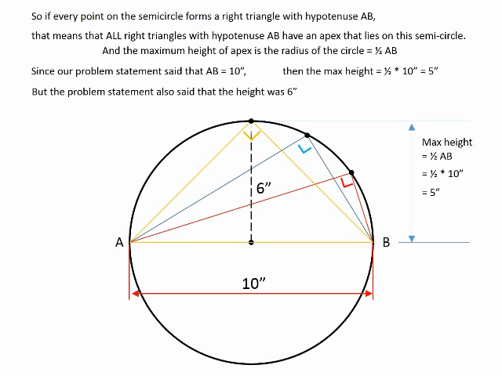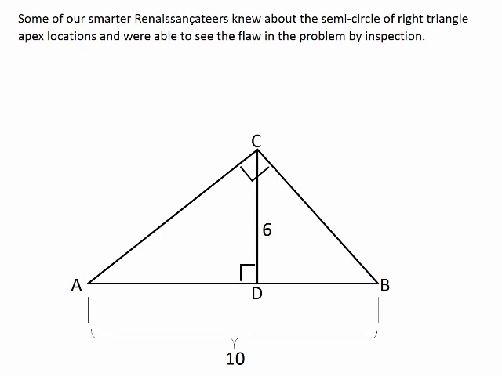But the problem statement said that the height was 6 inches. Therefore, the triangle cannot exist. Or can it? Let's look deeper. Some of our smarter Renaissanceteers knew about the semicircle of right triangle apex locations and were able to see the flaw in the problem by inspection. Alas, I was not so clever and had to figure it out some other way.